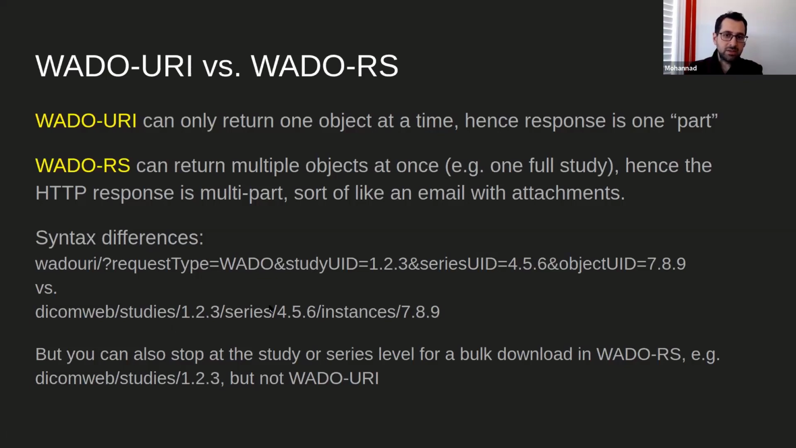So you see the UIDs are the same here. There's the UID 1 to 3, it's here too. There's a series ID, a UID 4, 5, 6, it's here. And then the object or the instance UID is 7, 8, 9, and it's right there too. All right. But remember, the biggest difference is because WADO-RS can return things in bulk, you can choose to stop right here after 4, 5, 6, and you're going to get the entire series, or you can choose to stop after 1 to 3, and you've got the entire study. You cannot do that with WADO-URI.